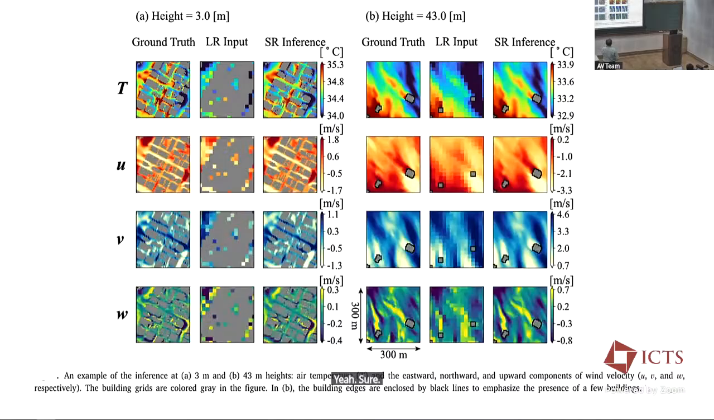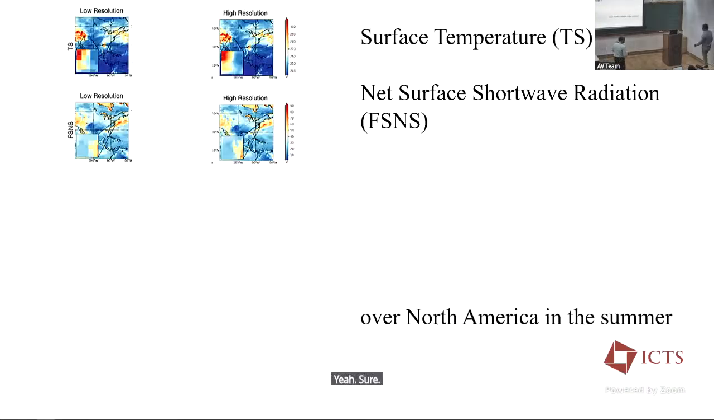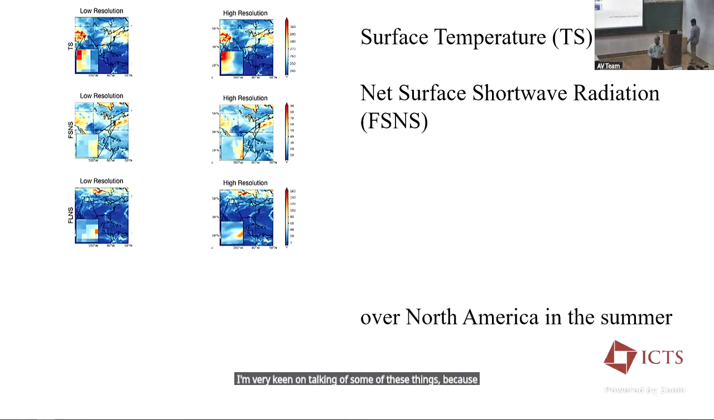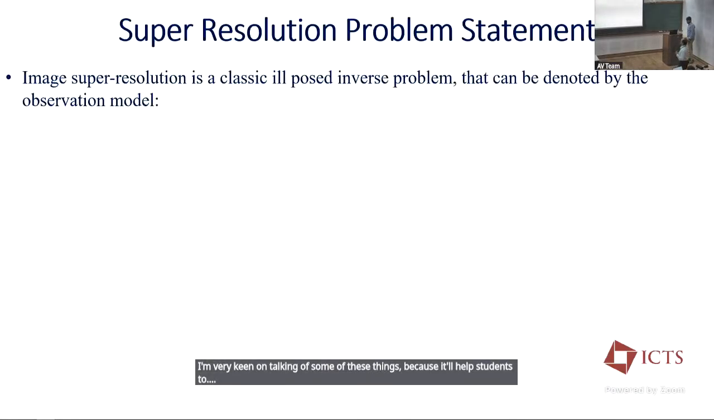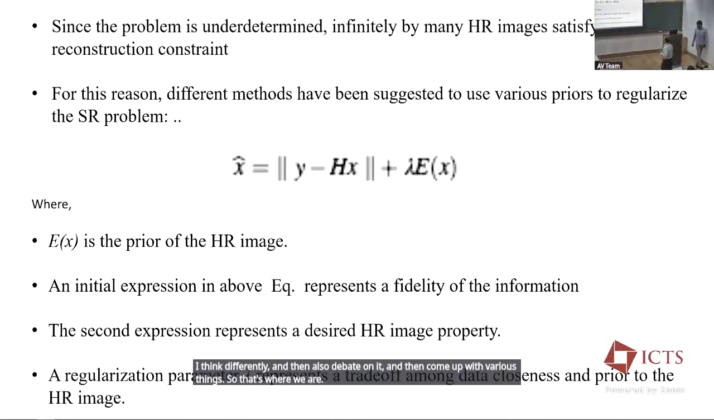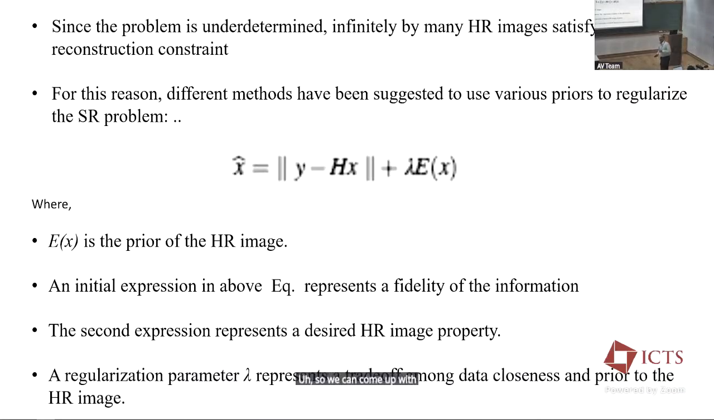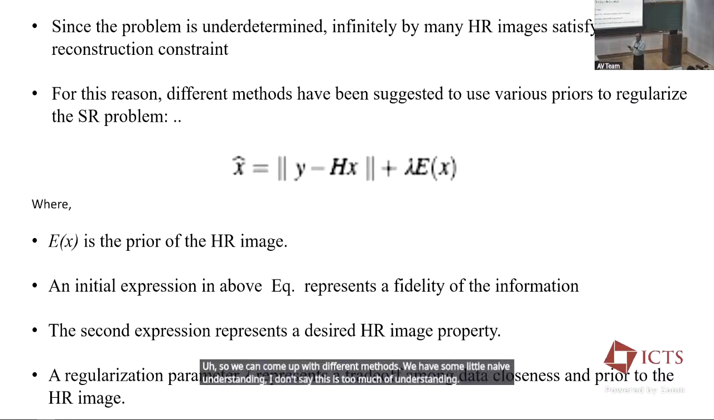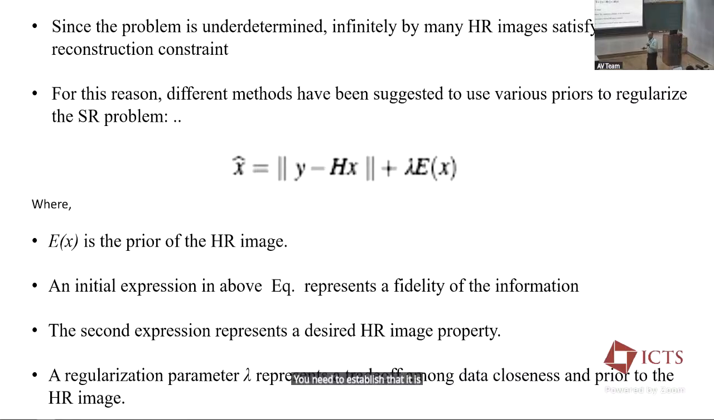Sure. I'm very keen on talking of some of these things because it will help students to think differently, and then also debate on it and come up with various things. So that's where we are. So we can come up with different methods. We have some little naive understanding, I don't say it is too much, a simple understanding of what is happening in super resolution, what exactly it means. Mathematically there is a lot of mathematics. If you come up with a new functional, you need to establish that it is a functional for which a minimization exists. You need to prove a lot of things there.